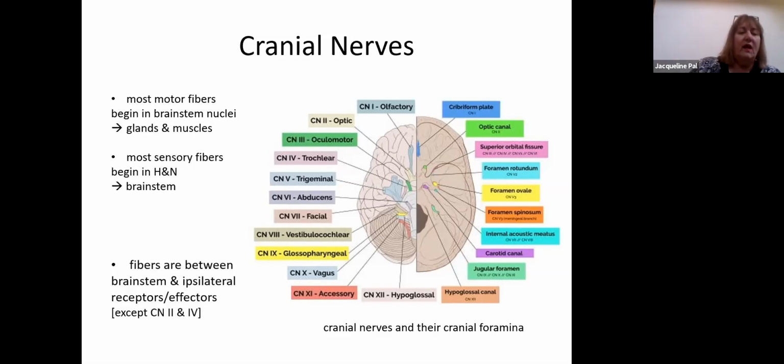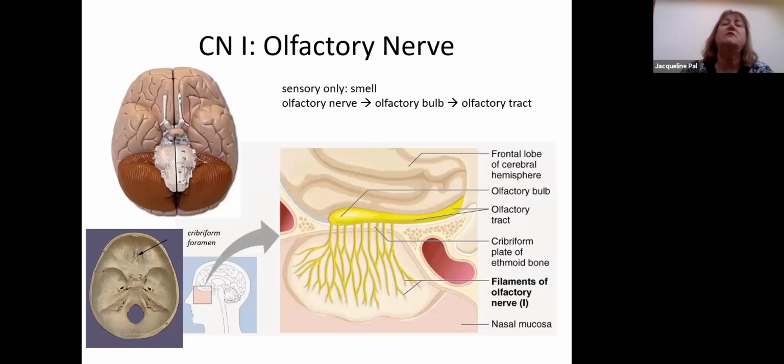Except for 2 of the cranial nerves, all of the fibers are going to be on the same side, so there's no crossing over. When it comes to this most significant one that has crossing of the fibers, I'll be showing you that. All right, so let's get started.